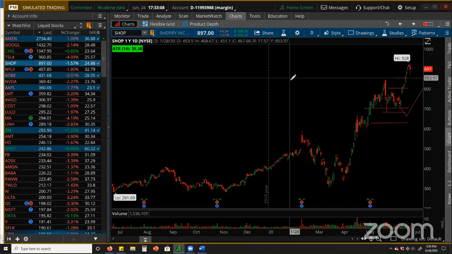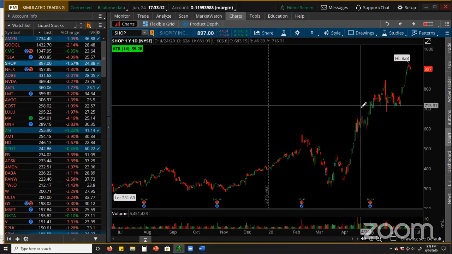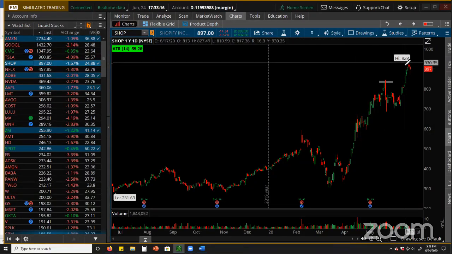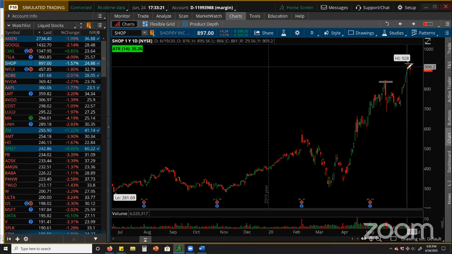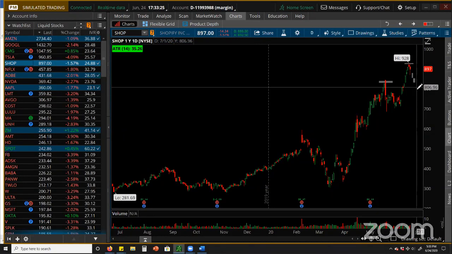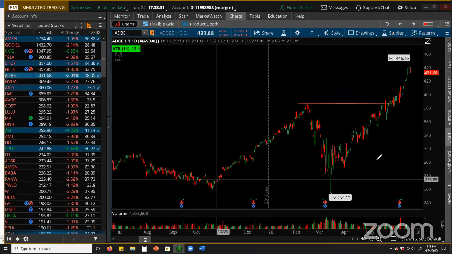Another one that has a similar look is Shopify. I would say this trend is increasing in momentum. I really like how far it ran after breaking out. I like the strength of this rally. Okay, and so if this thing comes back multiple bars, that would be a pretty textbook bull retracement pattern. How about Adobe? Is that increasing in momentum?